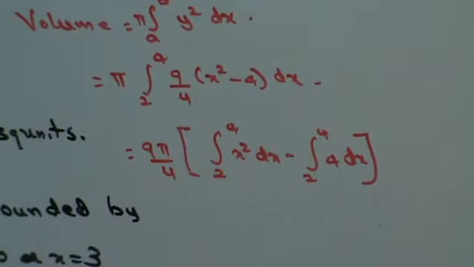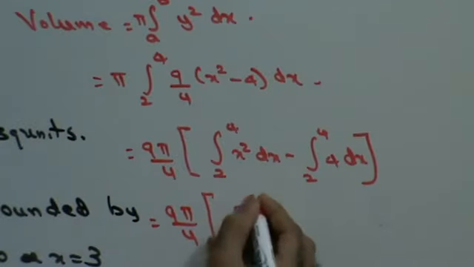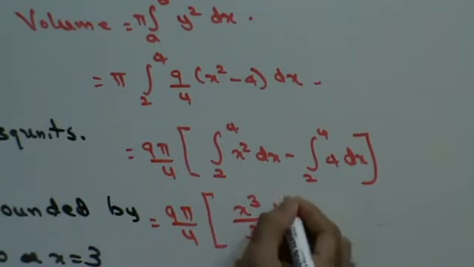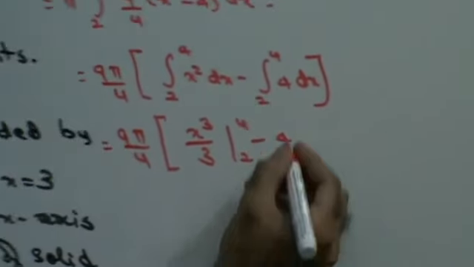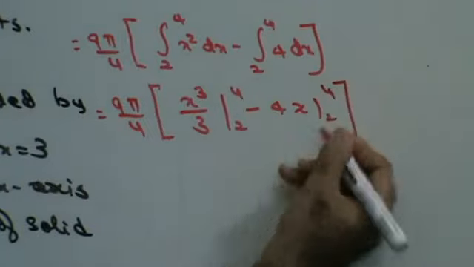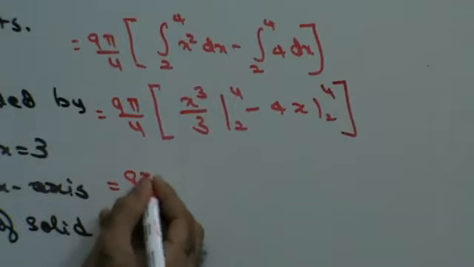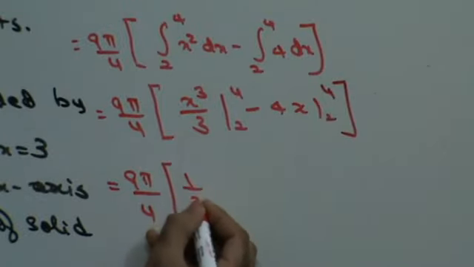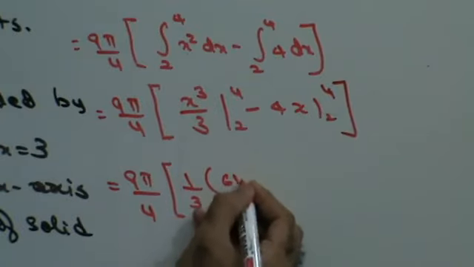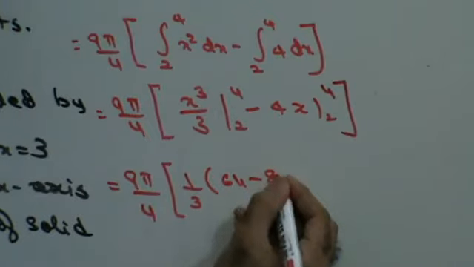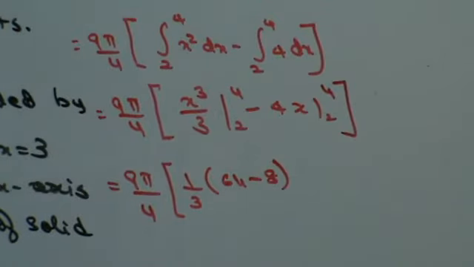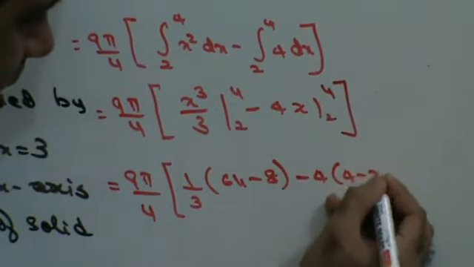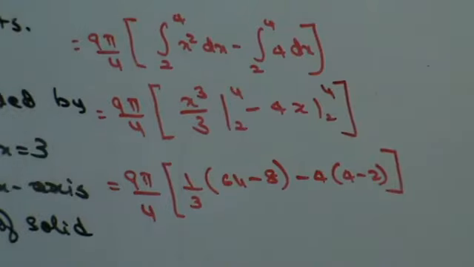Right? This can be written as 9 pi by 4. This is x cubed by 3 when the limits are between 2 to 4, minus 4 times integral of dx, which is nothing but x when the limits are between 2 to 4. So in that case, this will be 9 pi by 4. This is upper limit minus lower limit. So upper limit 64 minus lower limit 8. I'm substituting the value of x first with the upper limit, then with the lower limit. Minus 4 times 4 minus 2. Right?